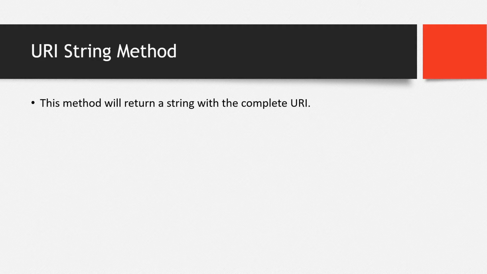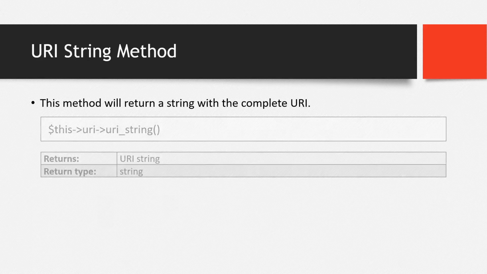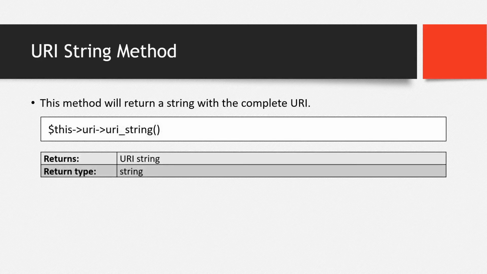Okay, next is URI String Method. These methods will return a string with the complete URI. So ito yung syntax natin. This URI, URI underscore string. Then, wala siyang mga parameters kailangan. Okay, return the URI string. Then, the return type will be a string.